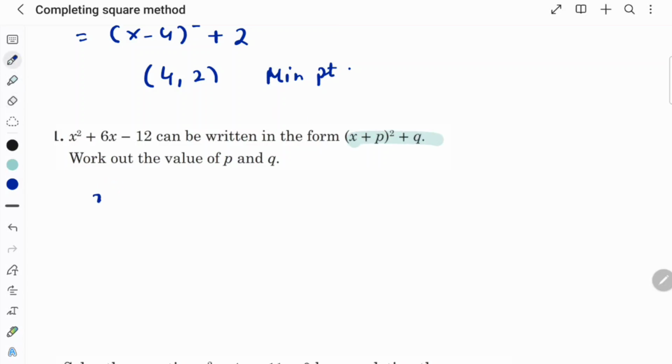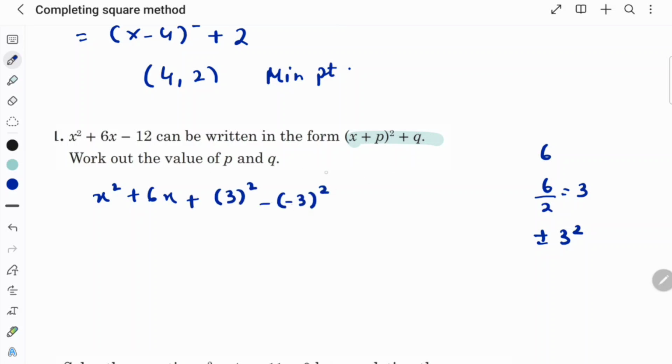Okay, so this is x square plus 6x. Obviously 6 is the coefficient of x, half of it will be equal to 3, and we are adding and subtracting 3 square to this question. So this is plus minus 3 square, plus 3 square and minus minus 3 square, and then I'm just writing down minus 12 as it is. X square plus 6x minus 12. Copied on the question also.